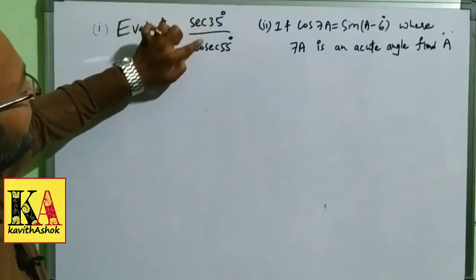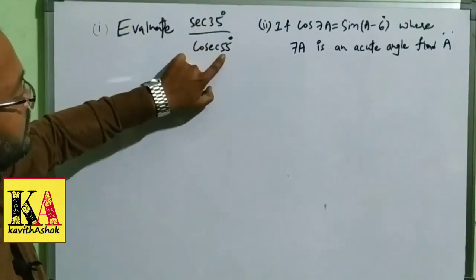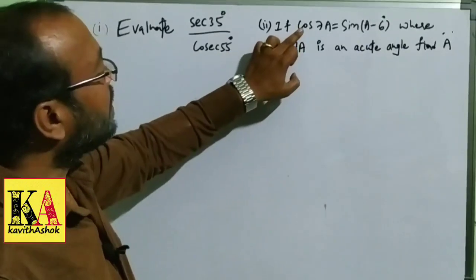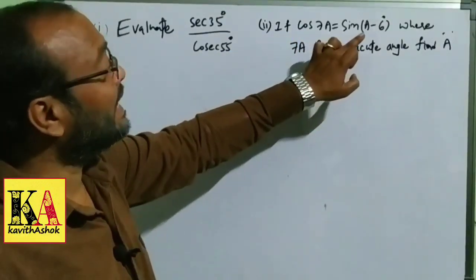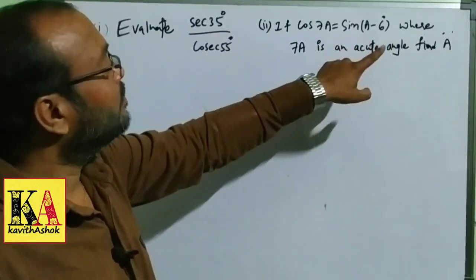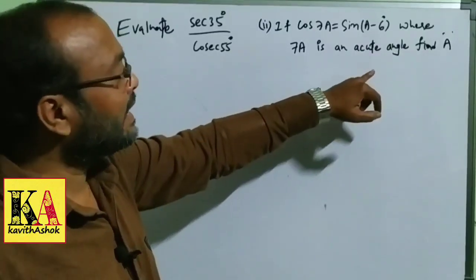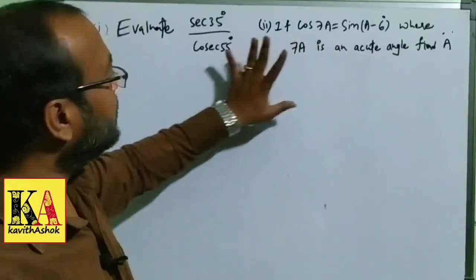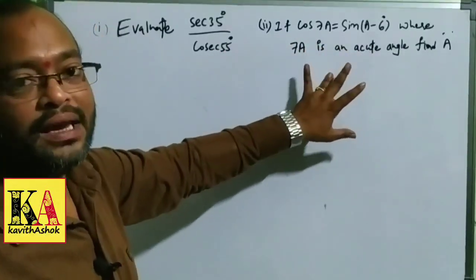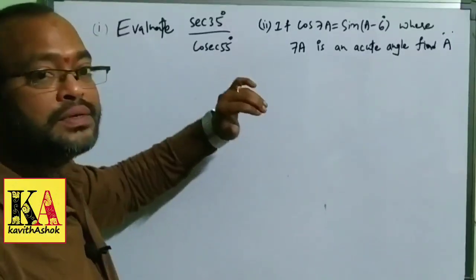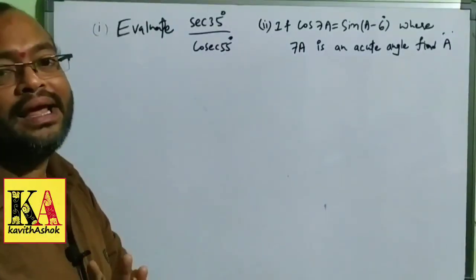Evaluate sec 35 degrees by cosec 55 degrees. In the second question, if cos 7a is equal to sin a minus 6 degrees, where 7a is an acute angle, find a. So these questions are very important for the annual exam. Now we will use the complementary angle concept.